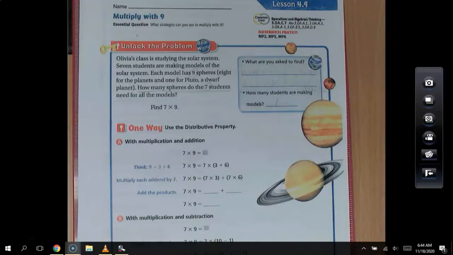Hi, boys and girls. Today in math, we are on lesson 4.9, which is multiplying by 9.